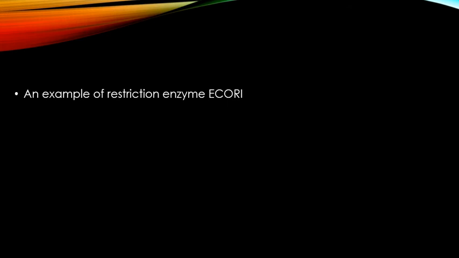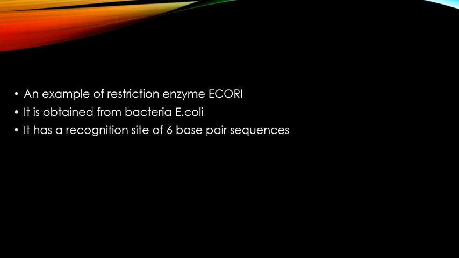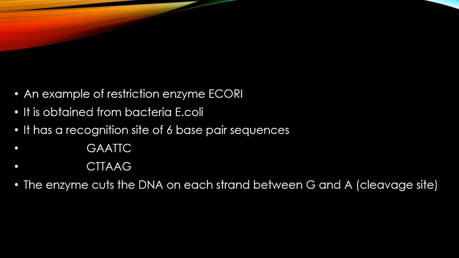An example of a restriction enzyme is EcoRI, which is obtained from bacteria known as Escherichia coli, or E. coli. Usually this EcoRI restriction enzyme has a recognition site of 6 base pair sequences. Those are the base pair sequences that EcoRI can recognize: GAATTC. And on the other DNA strand, which is complementary to it, we will have CTTAAG. After recognizing this recognition site, the enzyme is going to cut the DNA on each strand between the G and the A. So it is going to cut at this position here and at this position here as well.